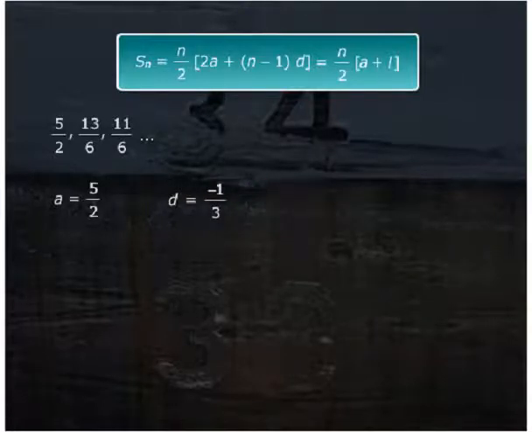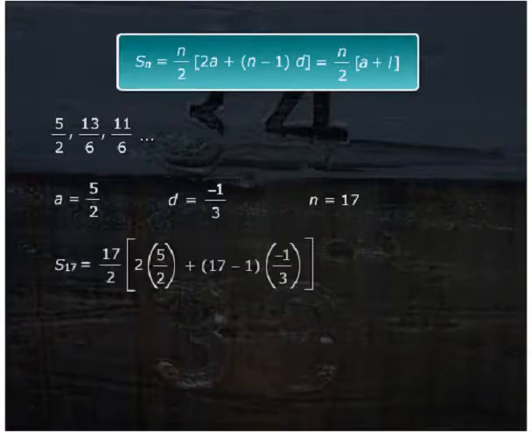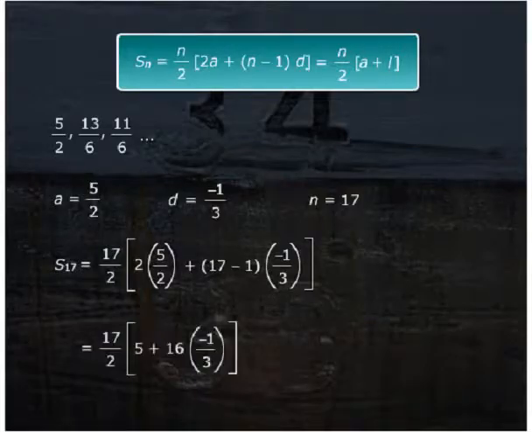So we know a, we know d, and what is n? Remember, we wanted to find the sum of first 17 terms. So n is 17. Now all you need to do is admire our beautiful formula and substitute. There you go. Now what are you waiting for? Simplify. So we get 17 by 2 into 5 plus 16 into minus 1 by 3. Solve it further and you get minus 17 by 6. So the sum of 17 terms is minus 17 by 6.